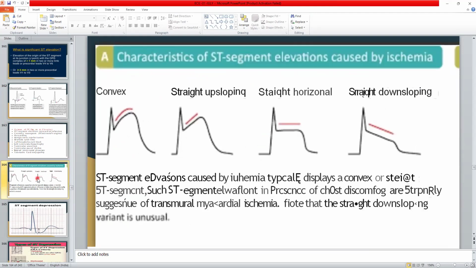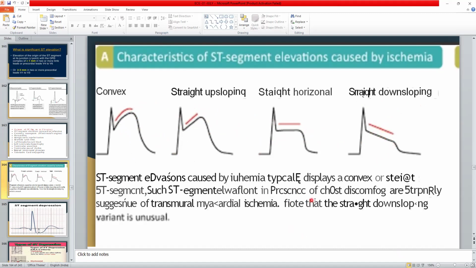So what are the characteristics of ST segment elevations caused by ischemia? There are different types. This is the convex type. This is straight upsloping. This is straight horizontal. This is straight downsloping. Commonly, in ST segment elevation during myocardial ischemia, you will see this convex or straight horizontal. But the straight upsloping is seen in myocardial infarction. Rarely do you see this straight downsloping.